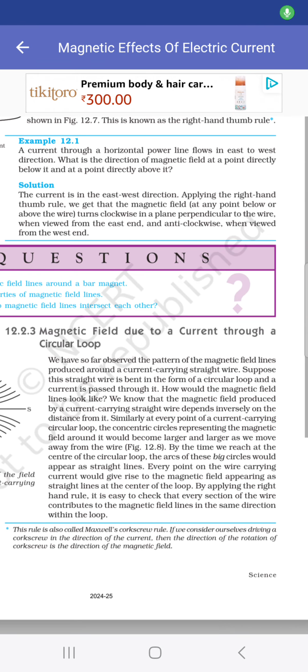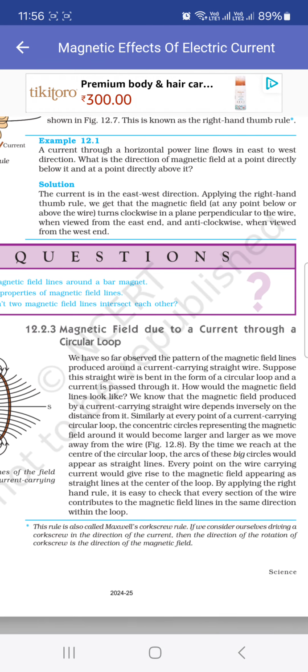Magnetic field due to a current through a circular wire. We have so far observed the pattern of the magnetic field lines produced around a current carrying straight wire. Suppose this straight wire is bent in the form of a circular loop and a current is passing through it. How would the magnetic field lines look?